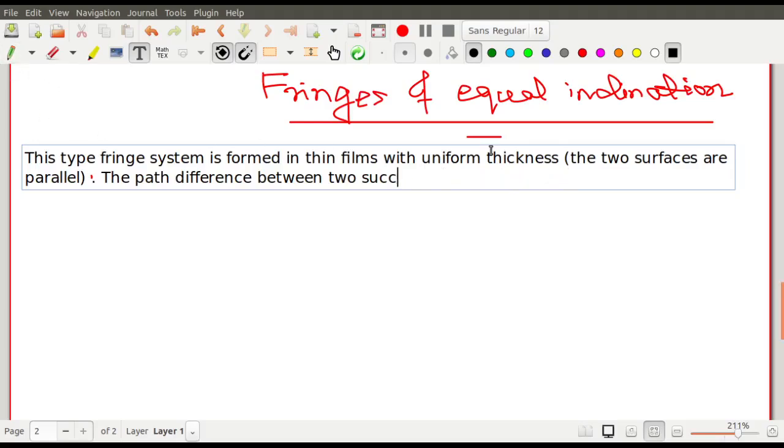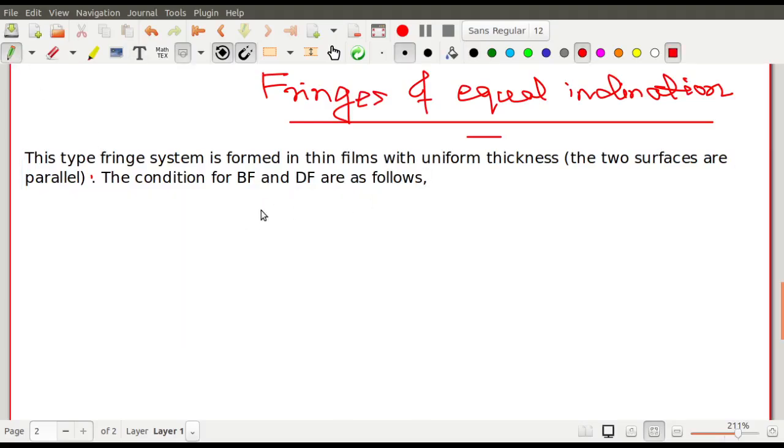Don't write this, you write the condition for bright fringe and dark fringe are as follows. The condition for bright fringe and dark fringe are as follows. So what is the condition?